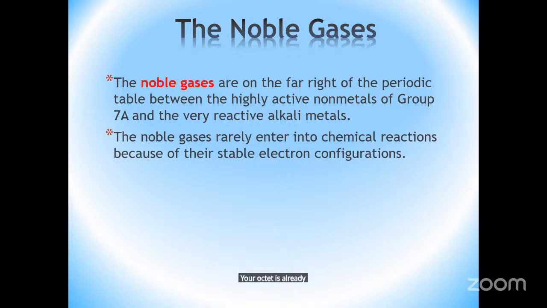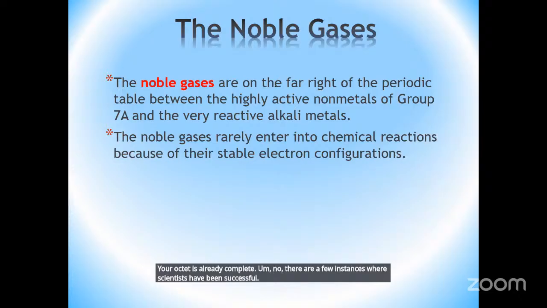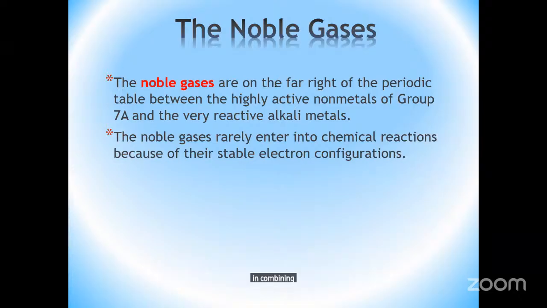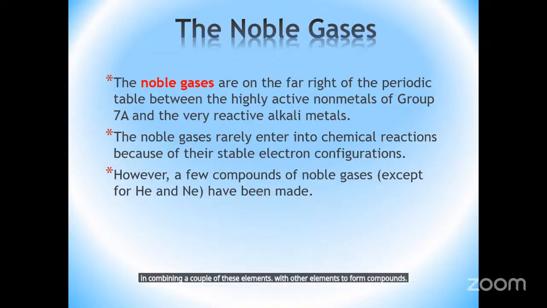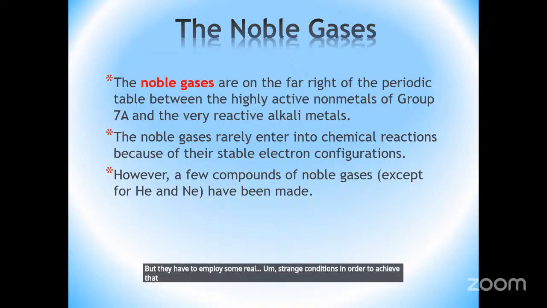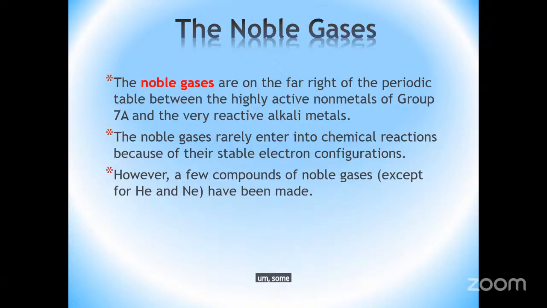Now, there are a few instances where scientists have been successful in combining a couple of these elements with other elements to form compounds, but they have to employ some really stringent conditions to achieve that. Also, some conditions would have to be created in order to maintain the compounds that are formed. That is certainly true for compounds that have been made from argon and krypton and xenon. I'm not sure about radon, right?